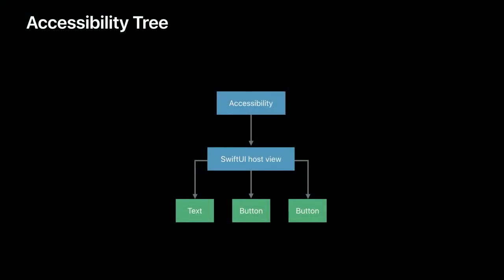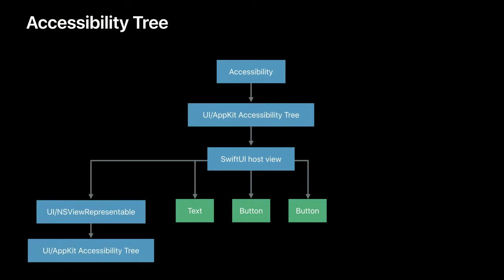These elements will become children of your platform's hosting view, and that's passed on to our accessibility products. This subtree may also be a part of a larger accessibility tree mixed in with UIKit or AppKit elements. The SwiftUI tree can even be a parent of other platform elements bridged over using a UI or NS view representable. And you'll notice the levels of hierarchy in this tree, and you might be thinking about how quickly this can become complex. But I'll show you how creating hierarchy in this tree can actually improve navigation.